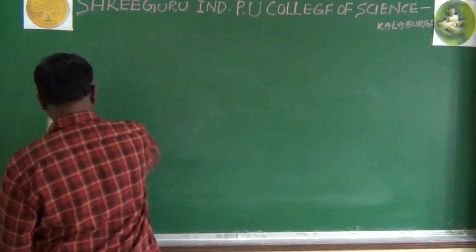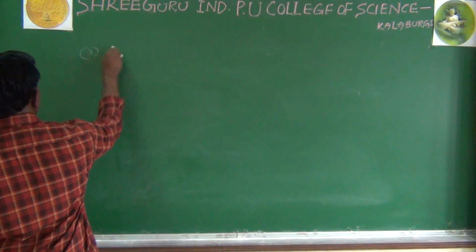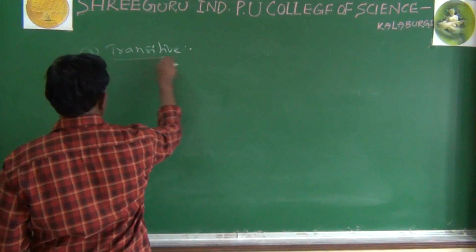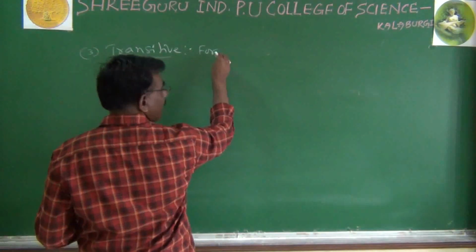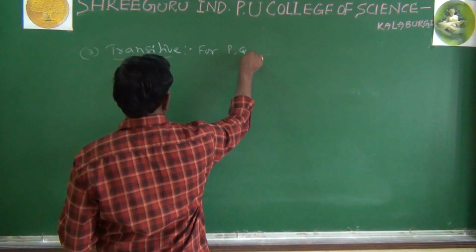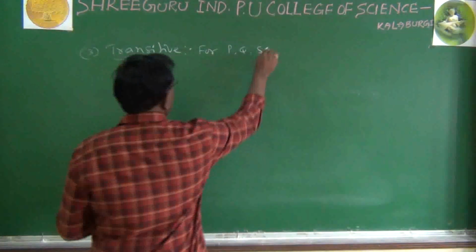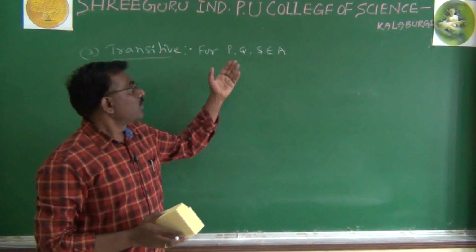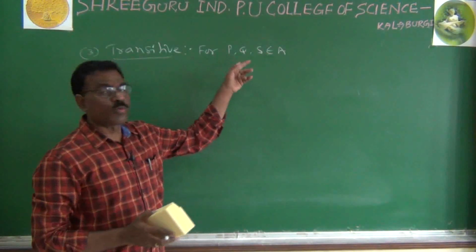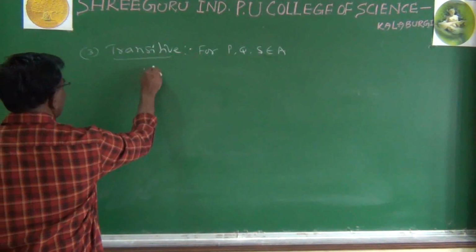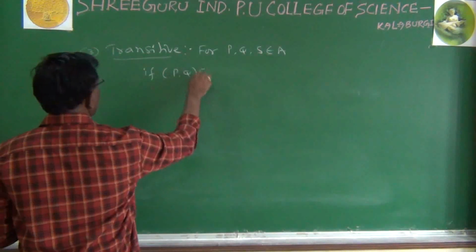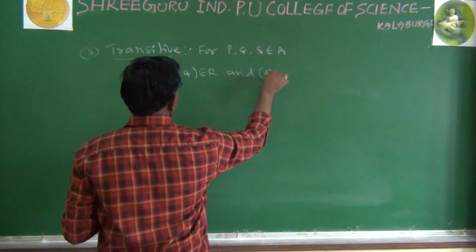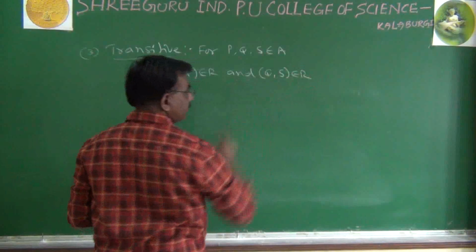Then what is the transitive relation? Transitivity, or transitive relation. How many elements? Three elements. P, Q, and S belong to set A. There are three points on the set A. It is a circle only. There are three points on the circle. If (P, Q) belongs to R, how many ordered pairs are given? Two ordered pairs. And (Q, S) belongs to R.